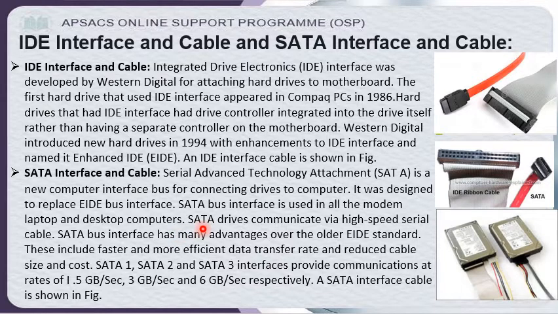The SATA bus interface is used to communicate through a high-speed serial cable. So SATA drives communicate through a high-speed serial cable. The good thing is that its speed is very high as compared to the IDE cable. The SATA bus interface has many advantages over the old EIDE standard. These include what? Fast and more efficient data transfer rate, and reduced cable size and cost.